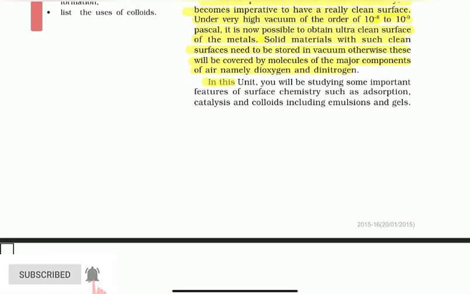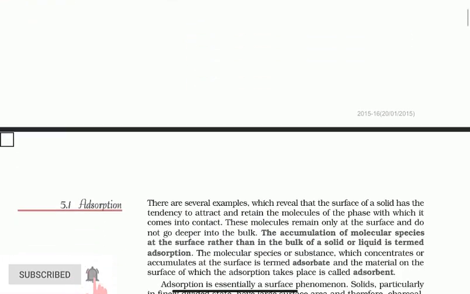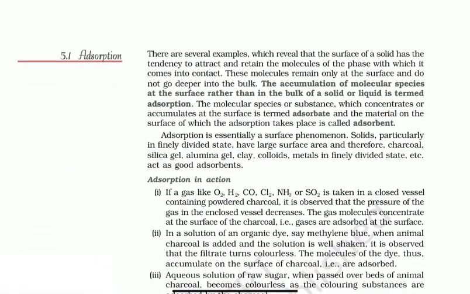In this unit, you will be studying some important features of surface chemistry such as adsorption, catalysis, and colloids, including emulsions and gels. Adsorption. There are several examples which reveal that the surface of a solid has a tendency to attract and retain the molecules of the phase with which it comes in contact. These molecules remain only at the surface and do not go deeper into the bulk.